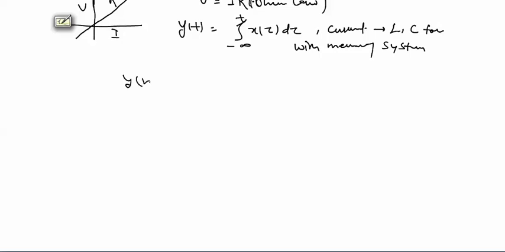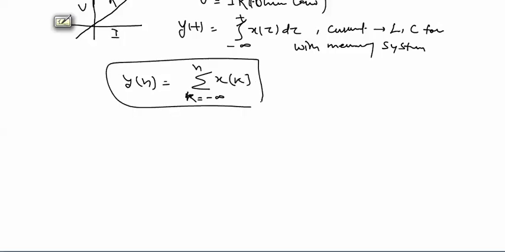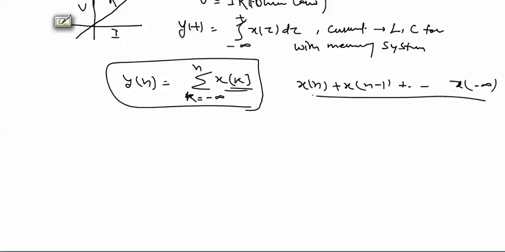One more example of a with memory system: y[n] equals summation k equals minus infinity to n of x[k]. y[n] is generated from x[n] and all the previous values below x[n], down to x of minus infinity. It is a with memory system. All the previous values are added in the output.